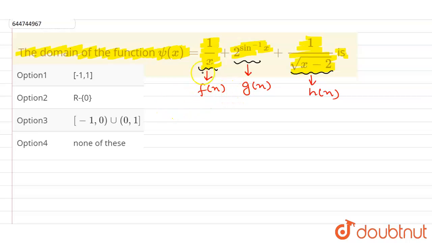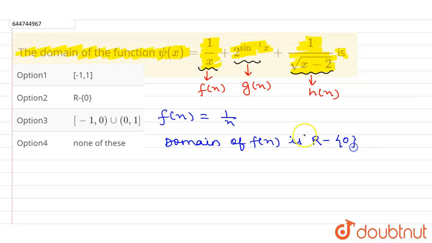So the domain of 1 by x is defined for all values of x except 0. This function f x equals 1 by x is only defined when x is not equal to 0. It is defined on all values of x other than 0. So I can write here: domain of f x is all real values of x minus 0, because x should not be equal to 0.